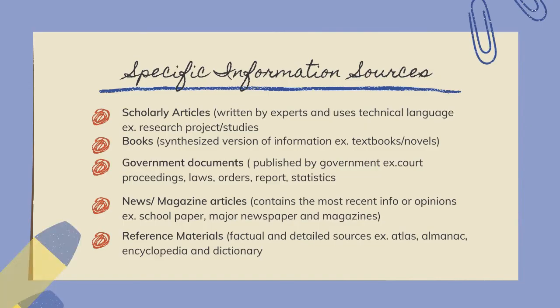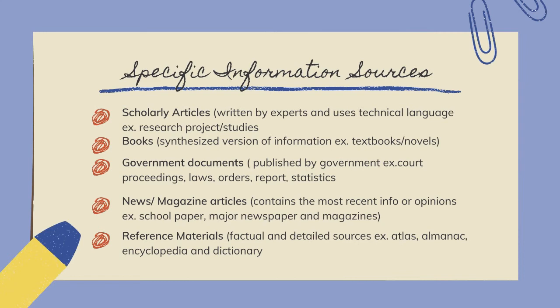The fourth one is news or magazine articles. It contains the most recent information or opinions. Examples here are school paper, major newspaper, and magazines. And the fifth one is reference materials, which are factual and detailed sources. Example, atlas, almanac, encyclopedia, and dictionary.